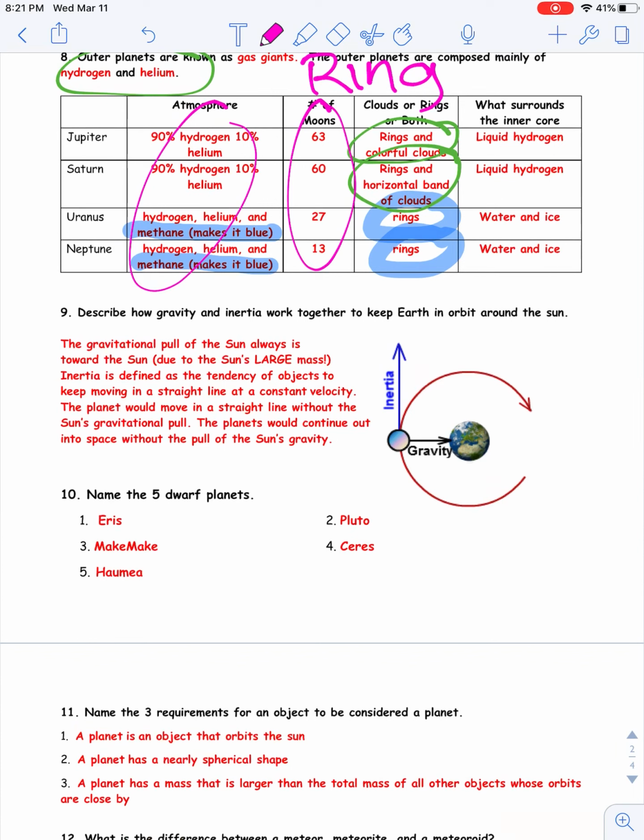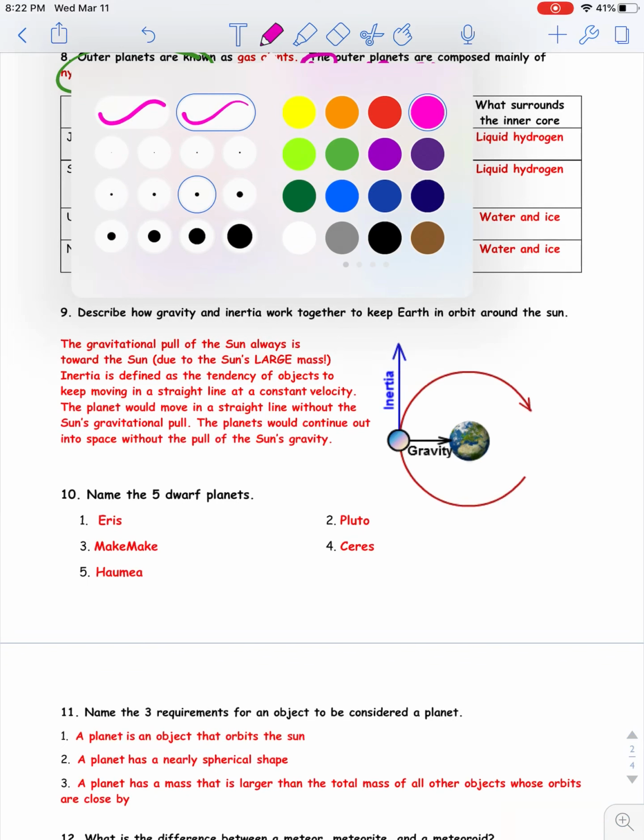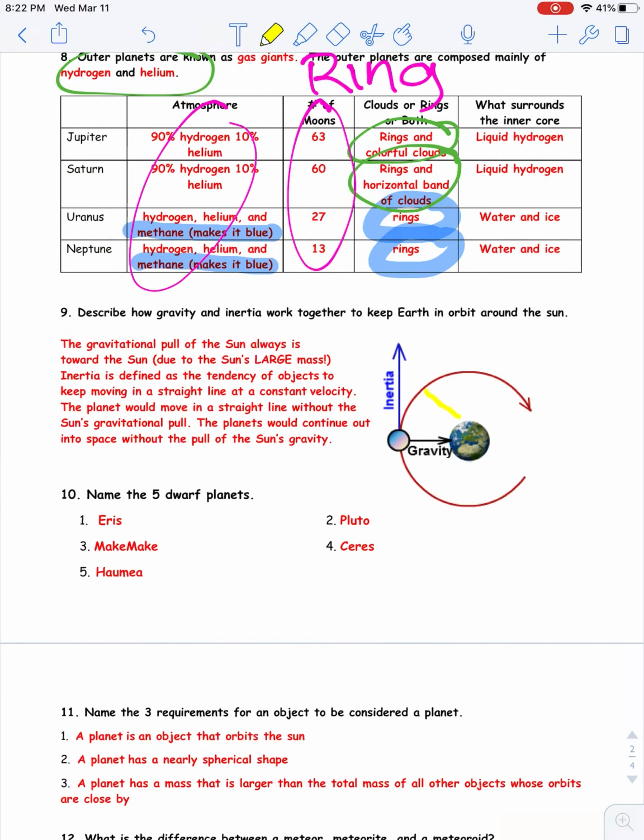So we've got this graphic where we're going to be looking at describe how gravity and inertia work together to keep Earth in orbit around the sun. Well, it's absolutely a necessity that we have both of these in check, or else we would not be in orbit around the sun. So the gravitational pull of the sun is always toward the sun. So the sun is always pulling us towards it. It's not pushing us away. It is pulling the Earth or the moon if we're going around us.